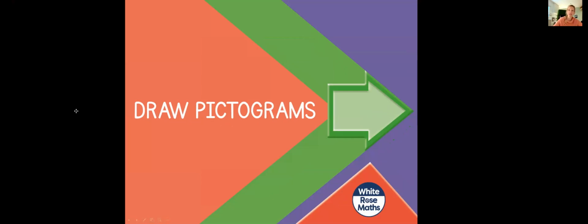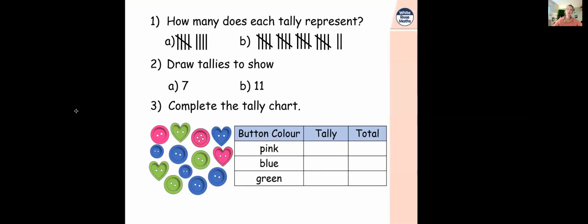Pictograms. Get ready. Question 1. How many does each tally represent? You're all superstars at tallies now, aren't you? So look at question 1. We've got question 1A and question 1B here. How much does each tally represent? Let's start with question A. Have a think and hold the answer in your head.